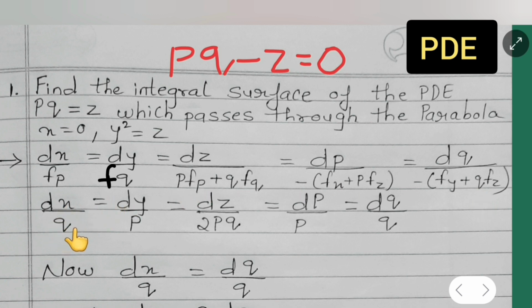Now how did I get this Fp? Fp is nothing but, this is a function F is equal to pq minus z. Now how did you get this pq minus z? See over here, F is equal to pq minus z is equal to 0. PQ is equal to Z, I have taken this Z to the left hand side. So pq minus z is equal to 0.